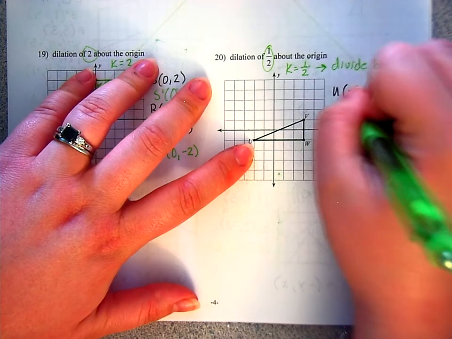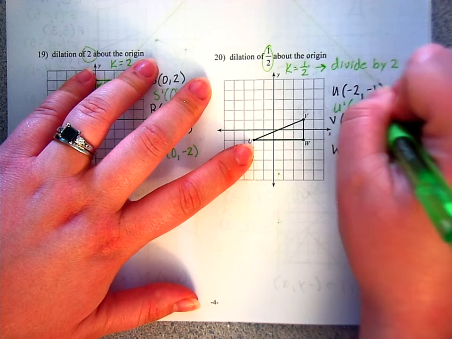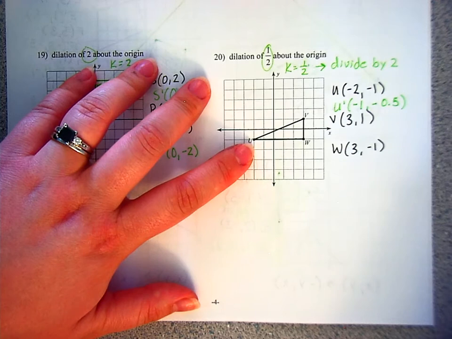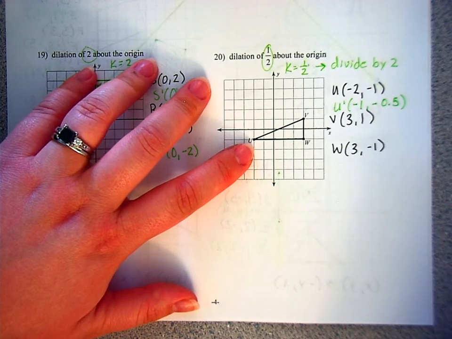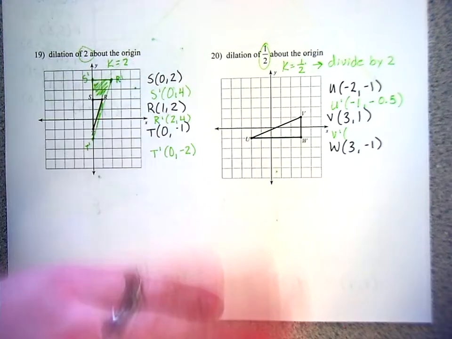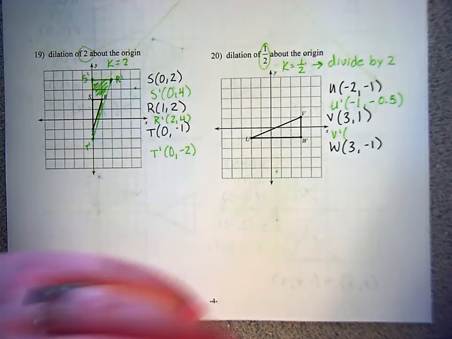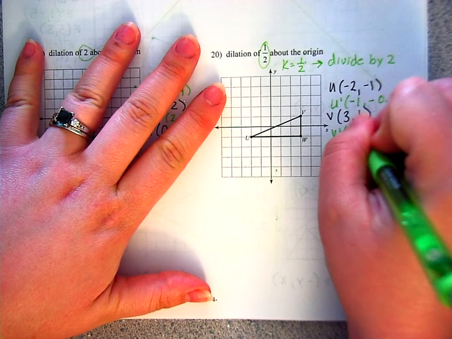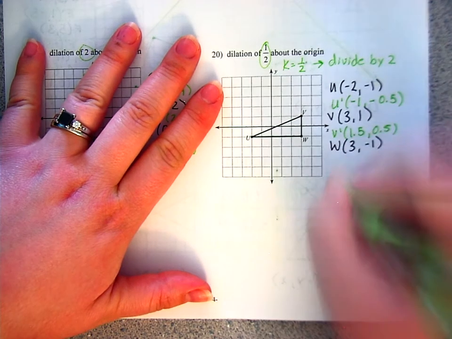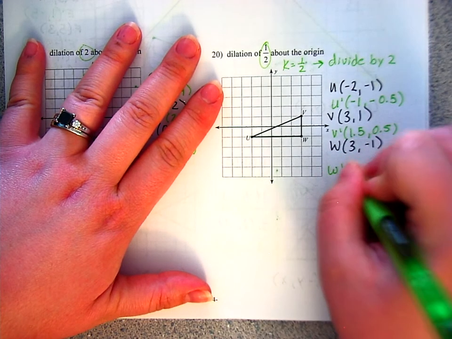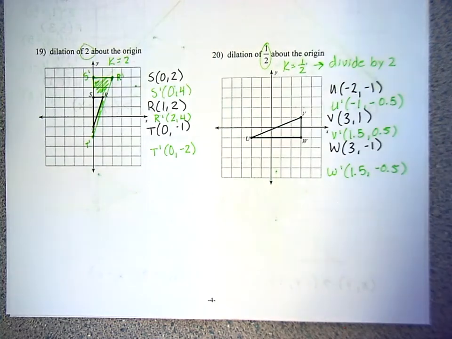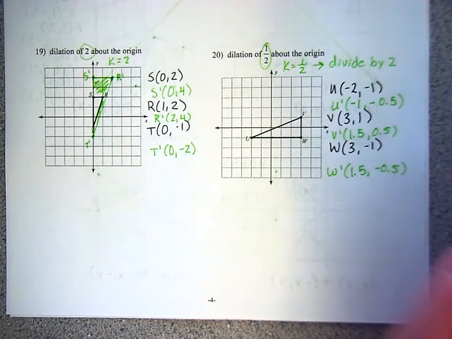So U prime is going to be at negative 1, negative 0.5, because we get negative 1 over 2, which is 1/2. So as a decimal, that's negative 0.5. V prime, we're going to have 3 divided by 2, which is 1 and 1/2, which is 1.5. We know 1 divided by 2 is 0.5. And then W prime is going to be 1.5, and then again negative 0.5. Because I'm dividing by 2, I'm getting fractions, and I'm just converting them to decimals.